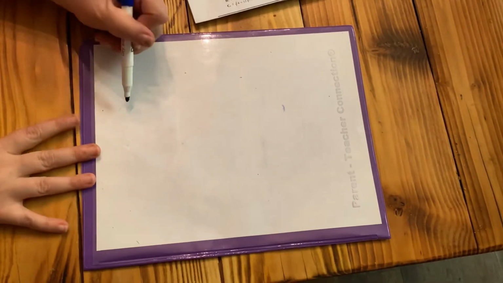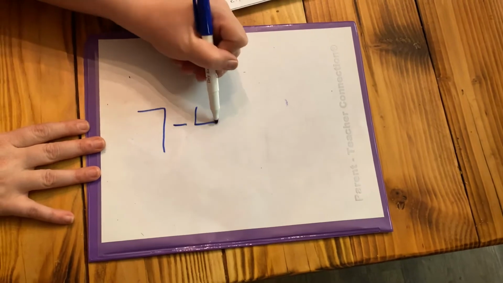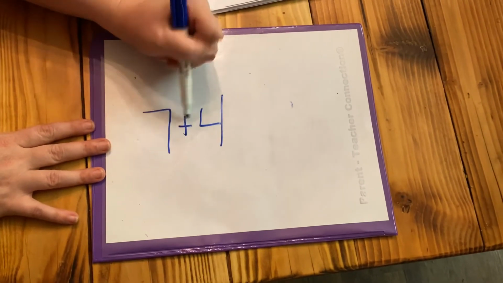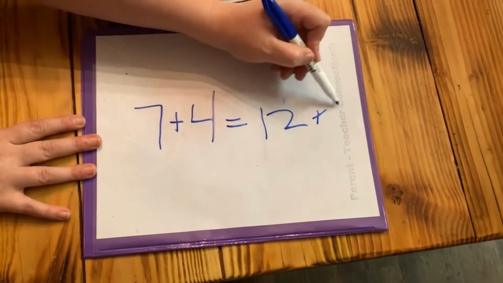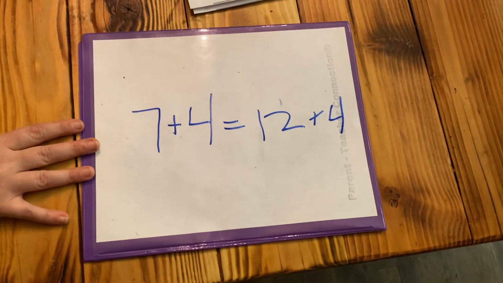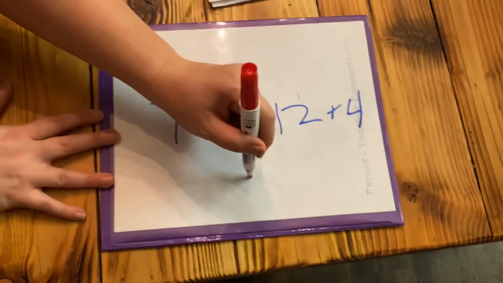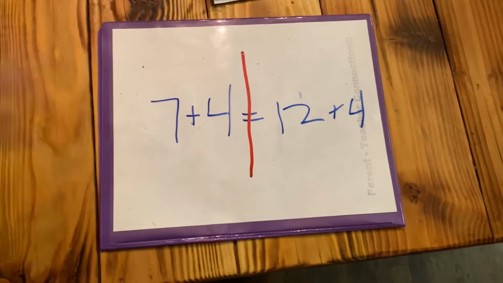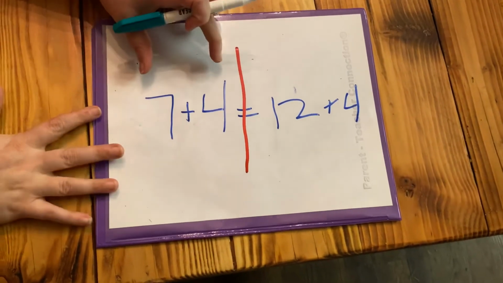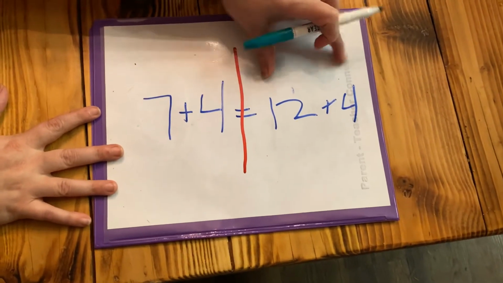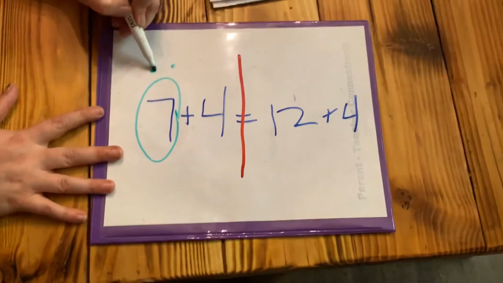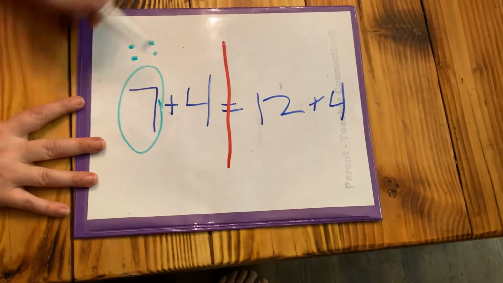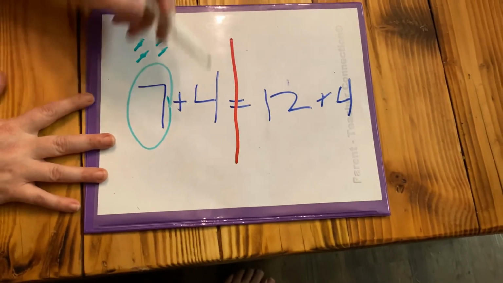together, friends. This is going to be 7 minus 4. Oh, I'm sorry, 7 plus 4 equals 12 plus 4. Now, same rules. I'm going to split my equal sign, and I can see that I have one question here and one question here. And I need to see if their answers are the same. So I'm going to circle my 7 and add my 4. So 7, 8, 9, 10, 11.